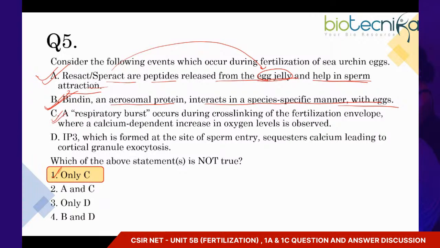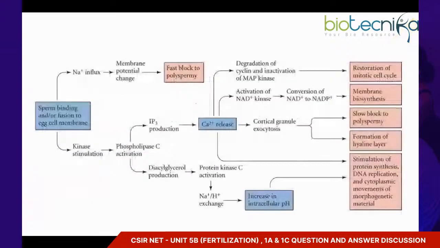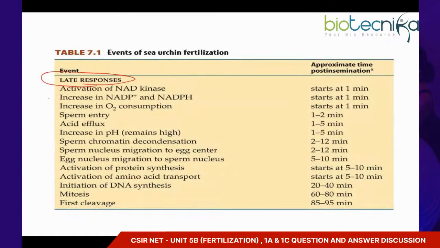Then we have C, which says a respiratory burst occurs during cross linking of fertilization envelope where a calcium dependent increase is observed. So, I told you in class also that when the egg is activated, when egg metabolism is triggered, the respiration suddenly increases. Okay, and the oxygen gets consumed. If you see over here, these are the late responses inside the egg. Inside the egg, these are getting triggered. So activation of NAD kinase, early responses are also there. So early responses are your blocks to polyspermy, the slow block, the fast block, and these are late responses. Activation of NAD kinase, increase in NADP plus, NADPH, increase in oxygen consumption. That only means that respiration is increased.